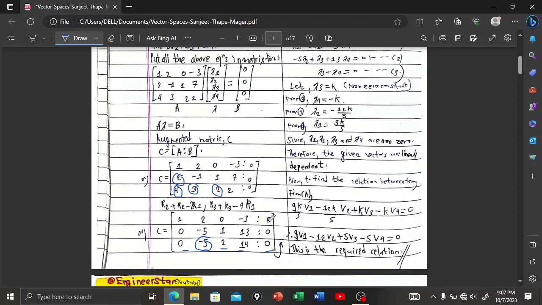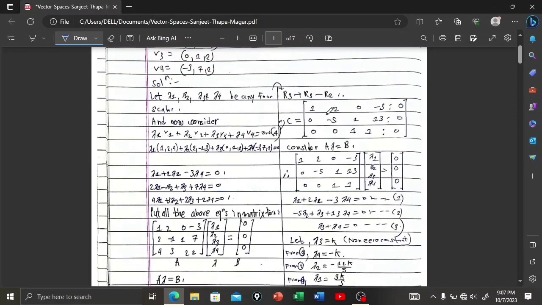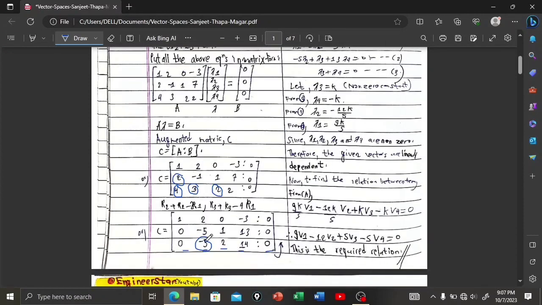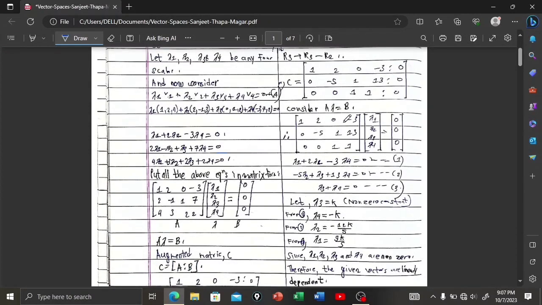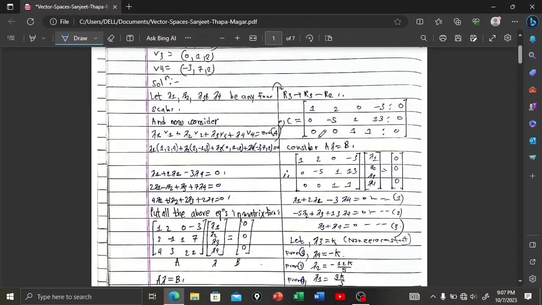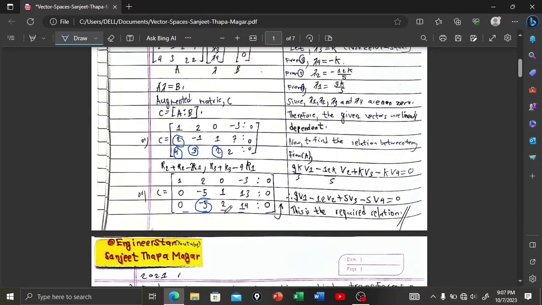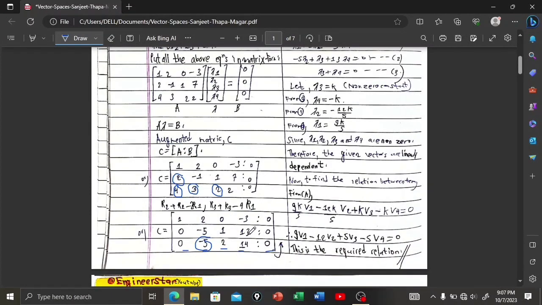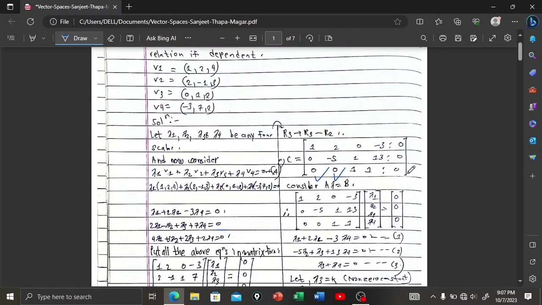So it would be: 1 2 0 minus 3 0 as it is, and 0 minus 5 1 13 0 as it is, and 0 minus 0 is 0, minus 5 minus minus 5 is also 0, 2 minus 1 is 1, 14 minus 13 is 1, and 0. So 0 0 1 1 0.